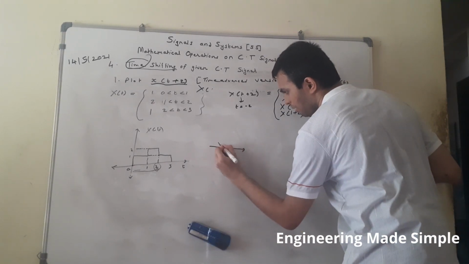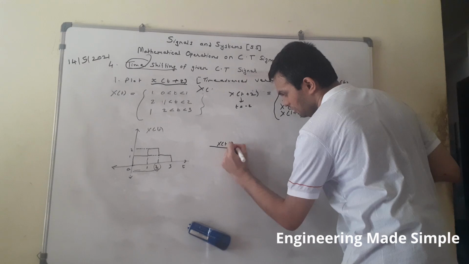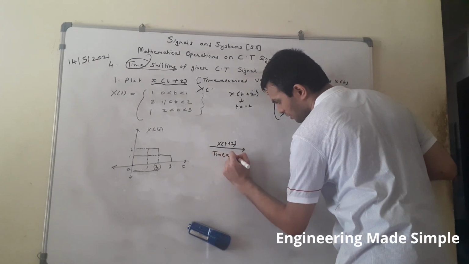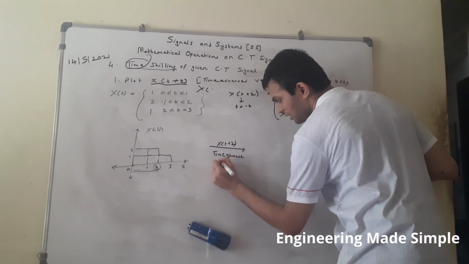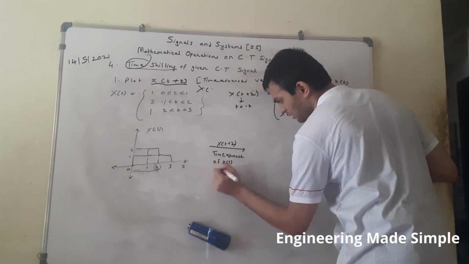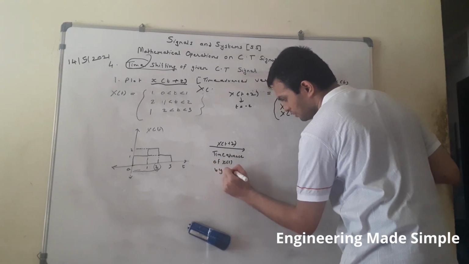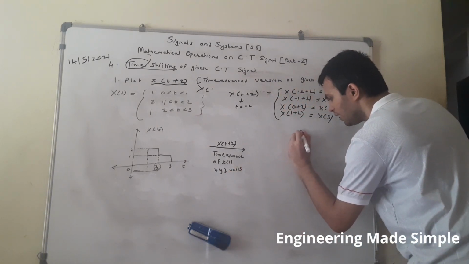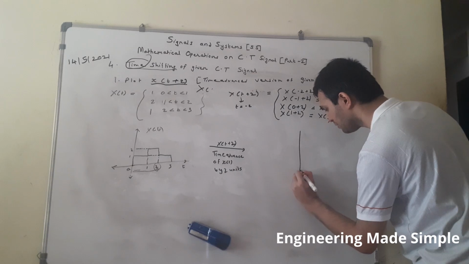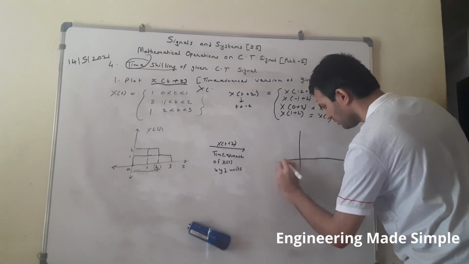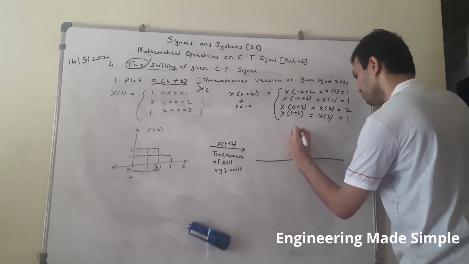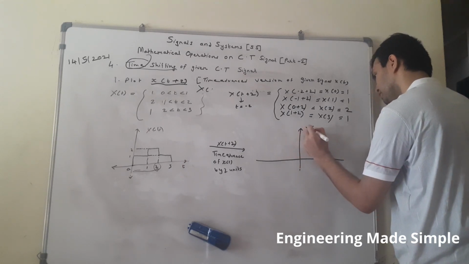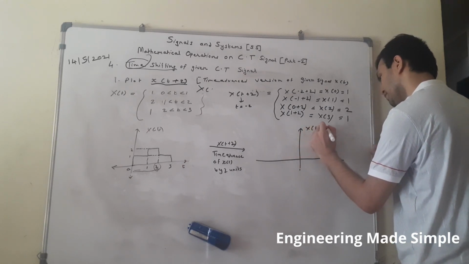So I hope this is pretty much clear. So this is known as the time advanced version of the given signal, x of t plus 2. So now let us draw its plot. Our signal, which was starting from t equal to 0, will now start from t equal to minus 2.